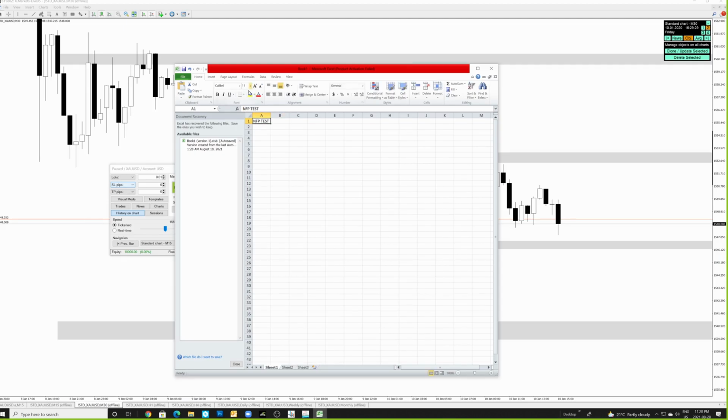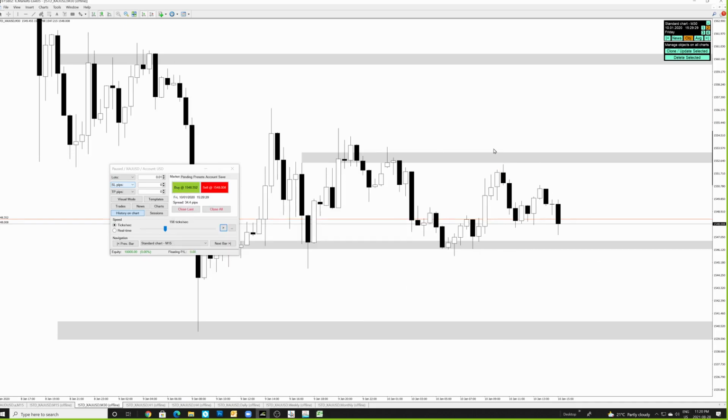Let's do the NFP test, make it a little bit bigger, make it 24. January 2020. Awesome. We got 12 months right here. Make them a little bigger here as well. Perfect. Awesome. So 30-minute chart.